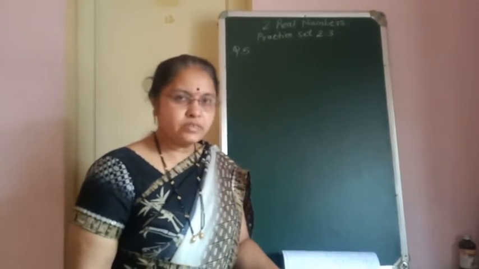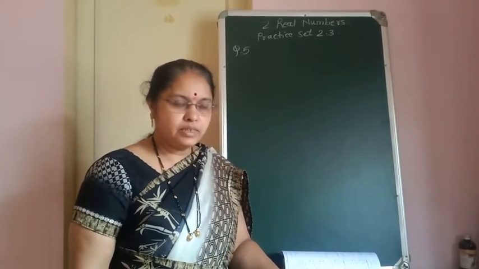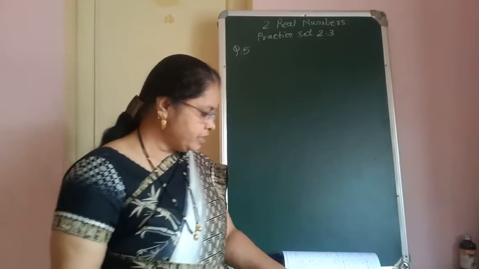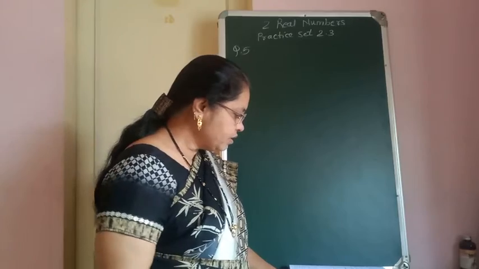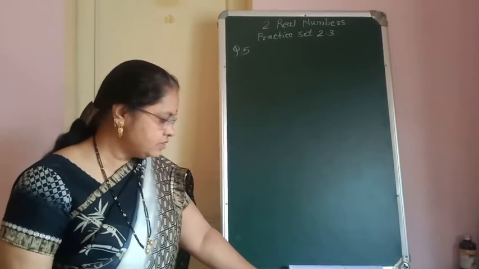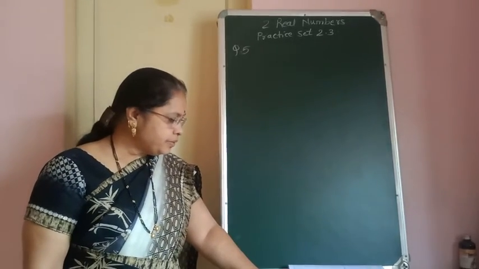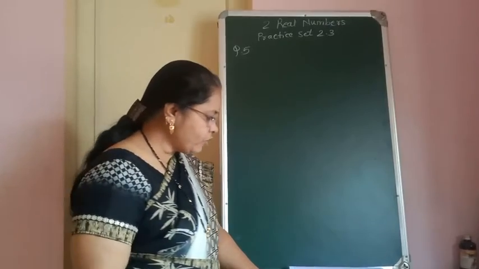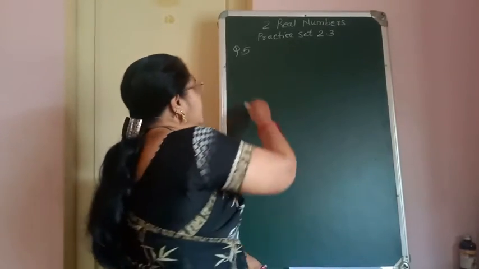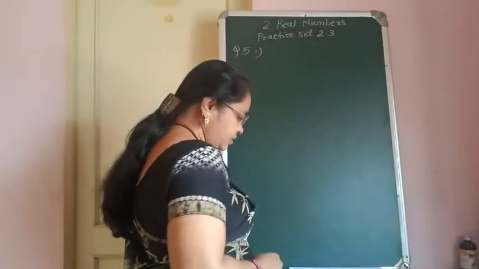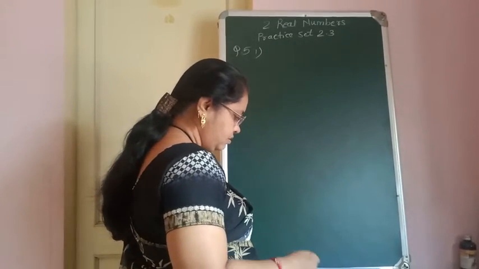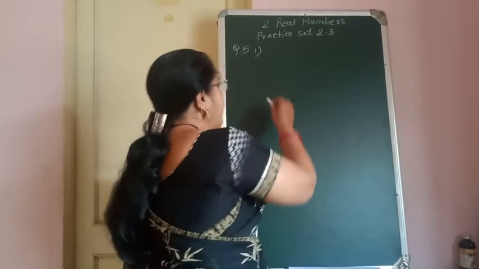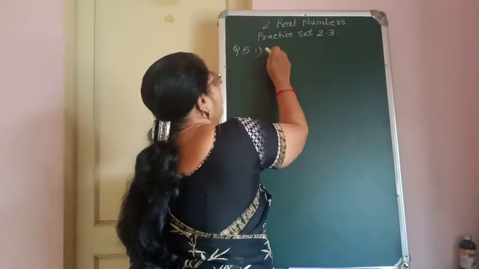Good morning, students. Today we will see practice set 2.3, example number 5, comparison of surds. See question 5. Compare the following pair of surds. First example, 7 root 2 and 5 root 3.